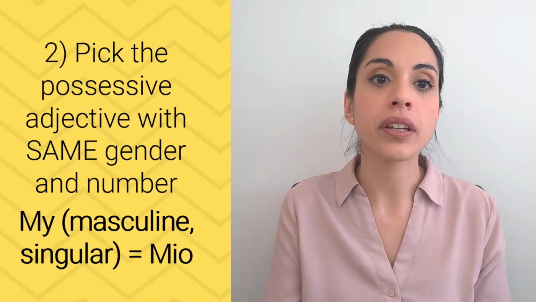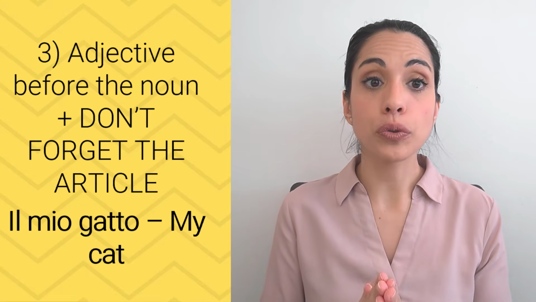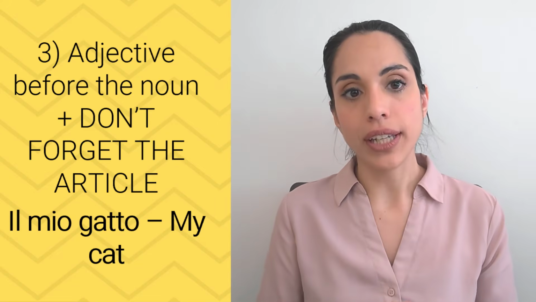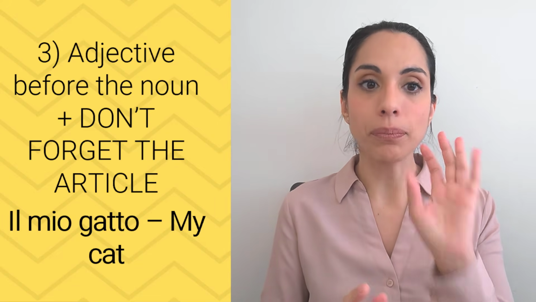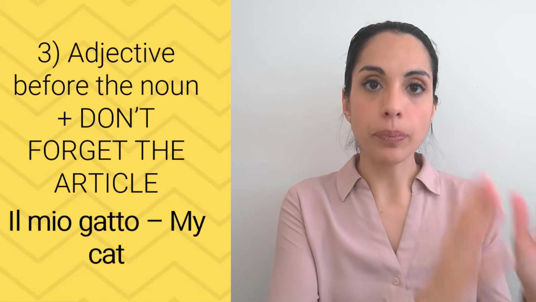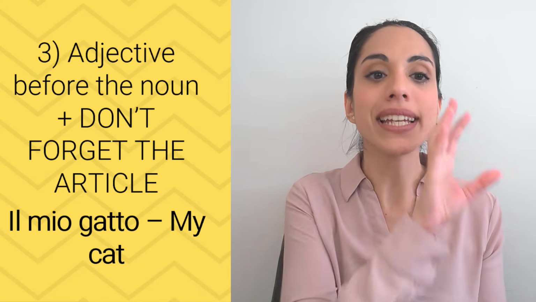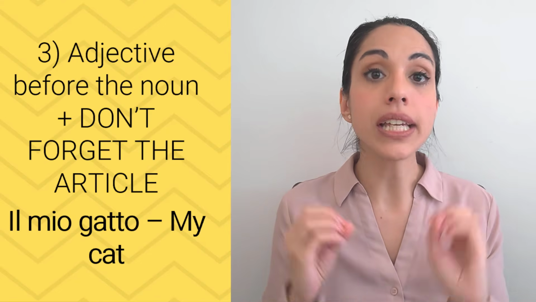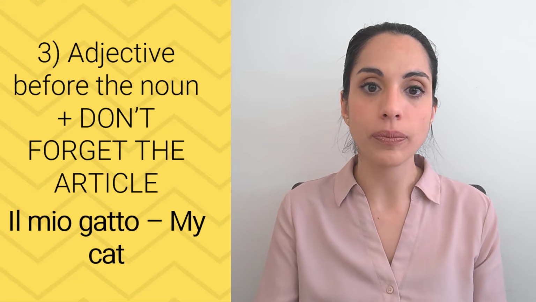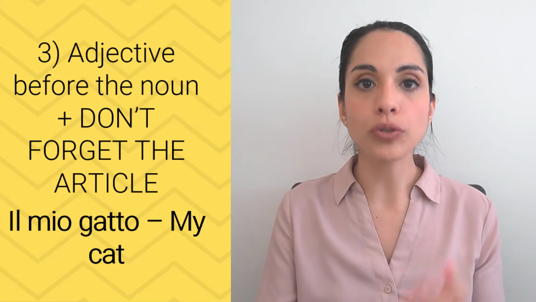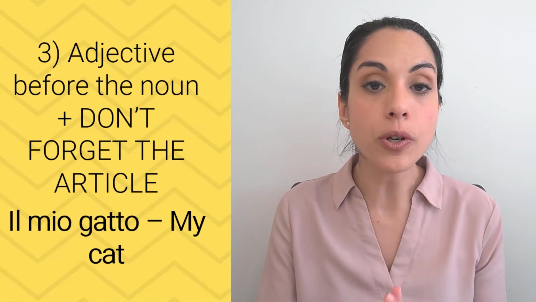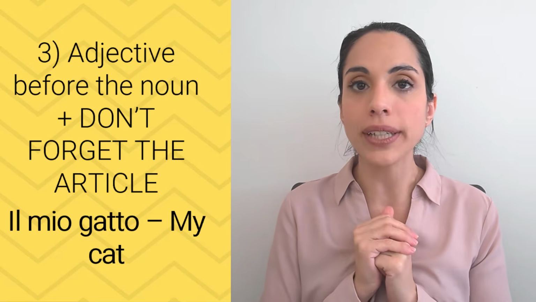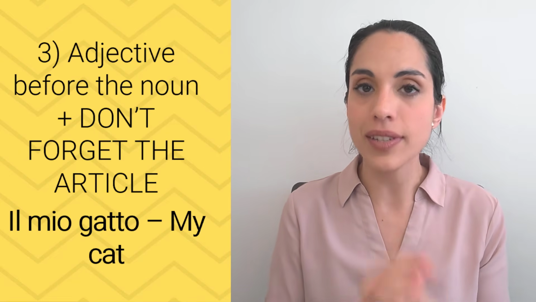Mio. Then the third thing I want you to do is that you place the adjective before the noun and don't forget the article. So we have mio gatto, and we also put the article in front of it, il mio gatto. And that's how you say my cat, il mio gatto. That's the process that I want you to follow. If you follow this process, you're always going to pick the right possessive adjective. And believe me, this is going to become second nature for you if you practice this a little bit.